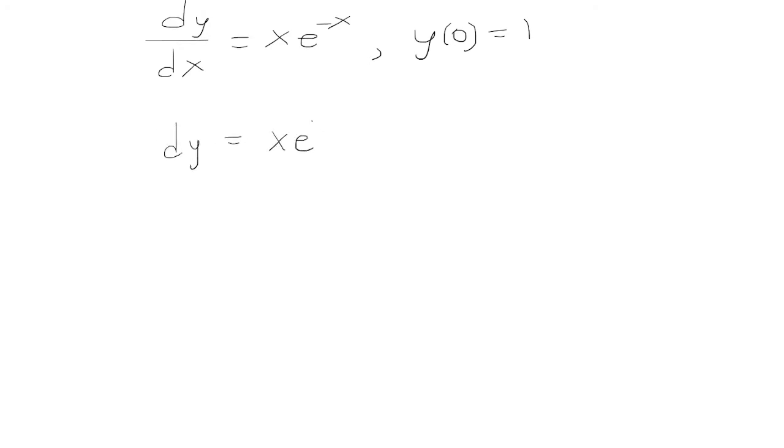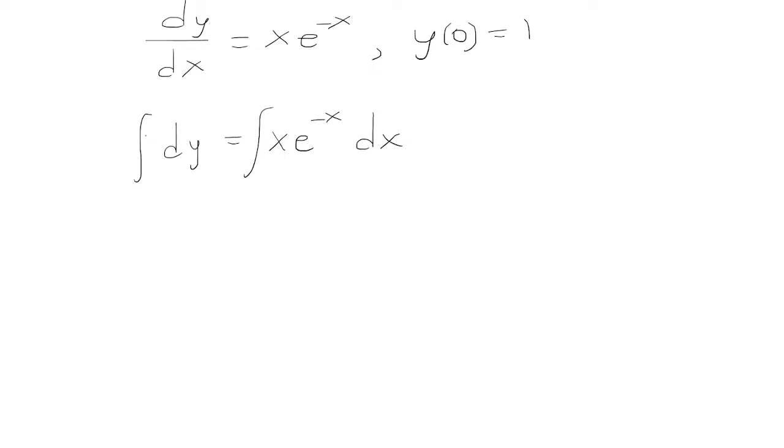Solve the initial value problem. dy over dx is equal to x times e to the negative x. So when x equals 0, y is equal to 1. Well, this is a separable differential equation, which means we can multiply both sides by dx. And now we can integrate.